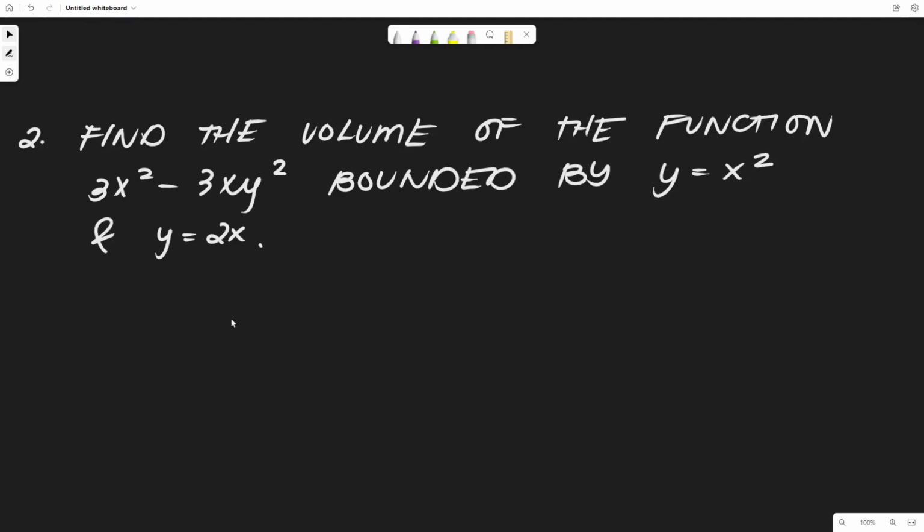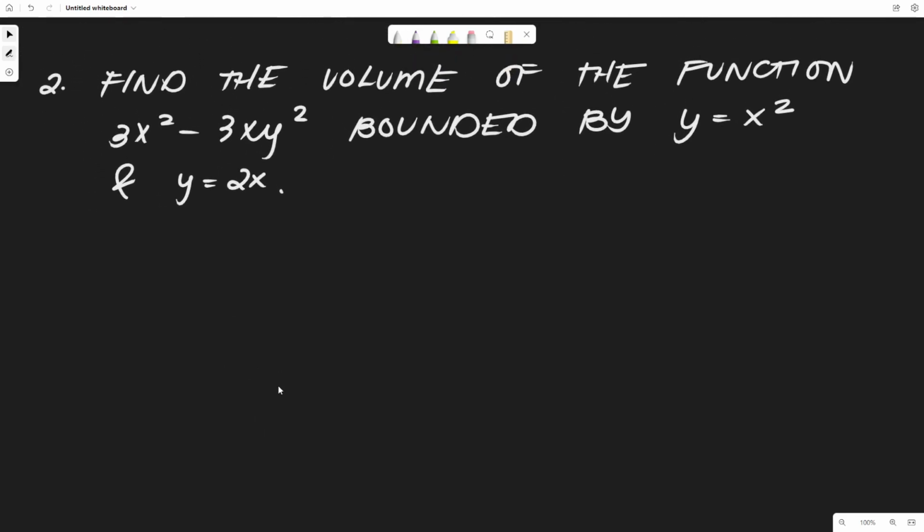Find the volume of the function 3x squared minus 3xy squared bounded by y is equal to x squared and y is equal to 2x. This one is a bit tricky, in the sense that the boundaries are not straightforward. We have the function here, 3x squared minus 3xy squared, so this is our f of x, y. Then these will serve as the boundaries.